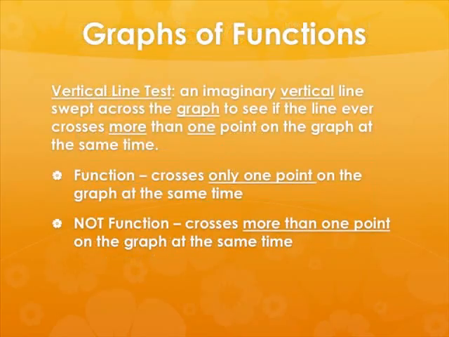We can use a vertical line test to see if a graph is a function. A vertical line test is an imaginary vertical line swept across the graph to see if the line ever crosses more than one point on the graph at the same time. In this case, it is a function if it only crosses one point on the graph at the same time, and it is not a function if it goes through 2 points on the graph at the same time.